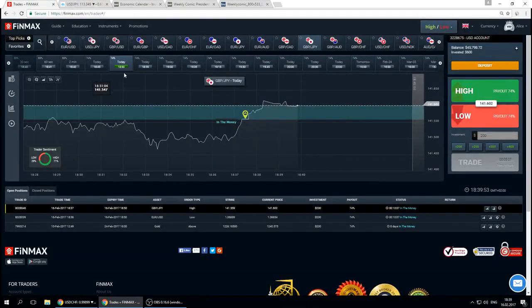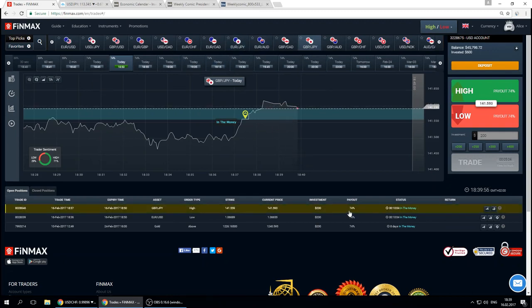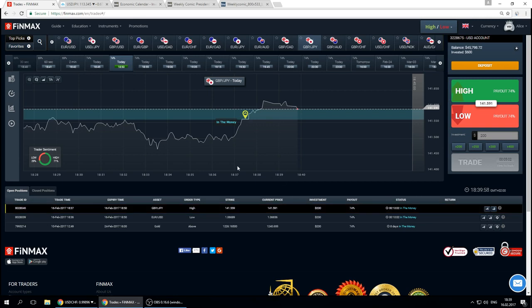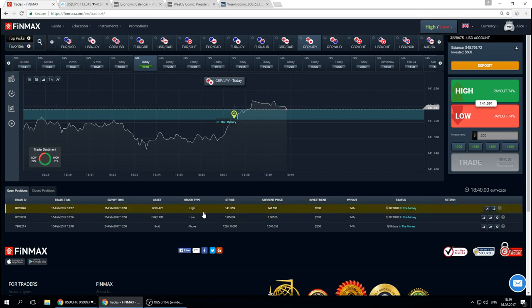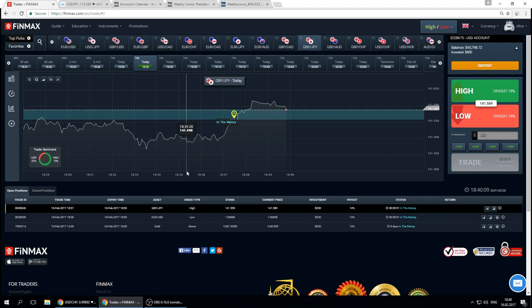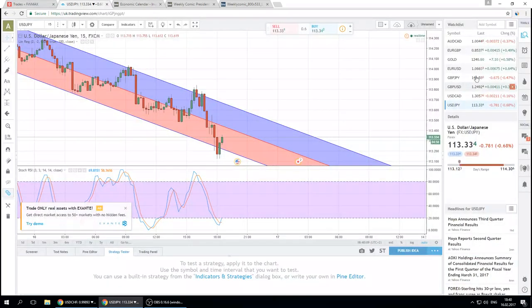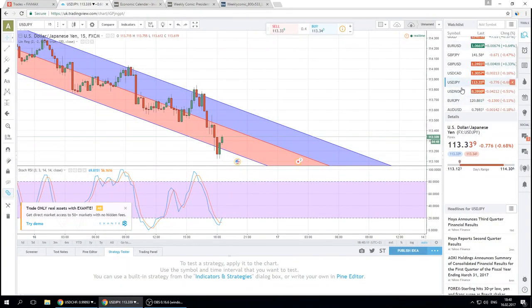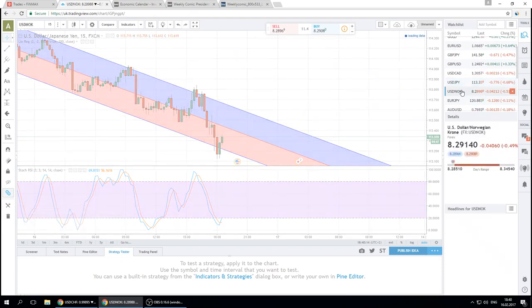Let's open the second trade on USD JPY. Basically, the trade that's going to be opened on USD JPY is almost the same as on the British pound. So we play on high here, so against the Japanese yen. So basically, that's like the application of the previous trade.